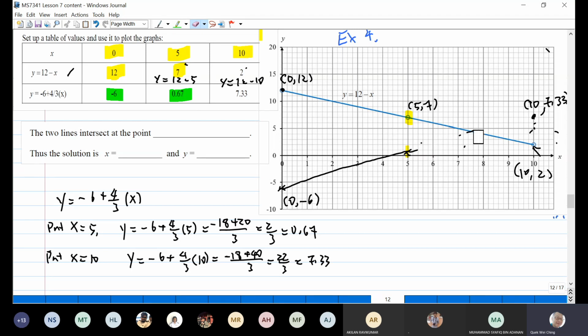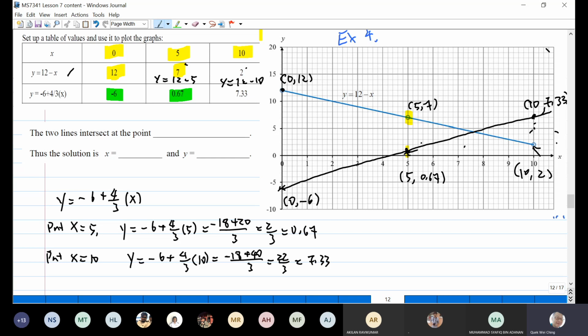Okay, let me try better. This is a straight line here. The point is actually 0, this is 5, 0.67. This point here. So three points joined together. Okay, I got it here.